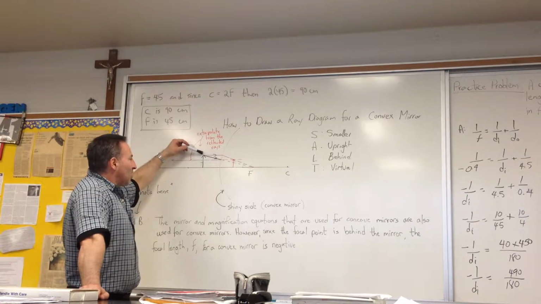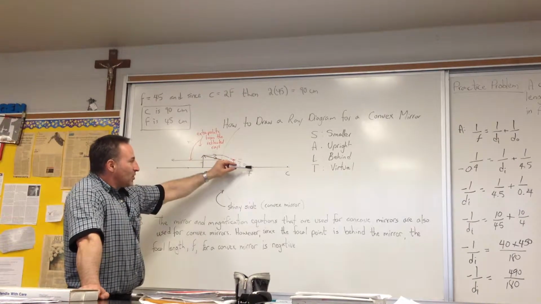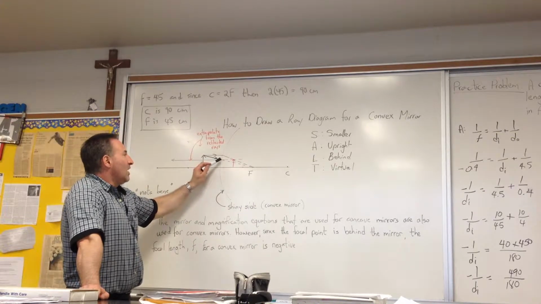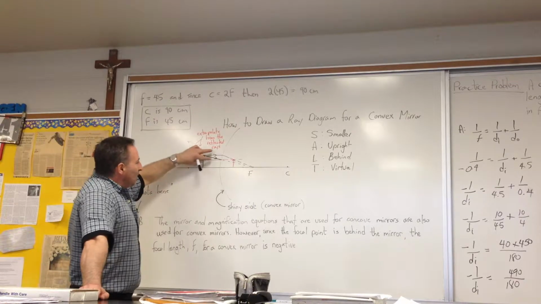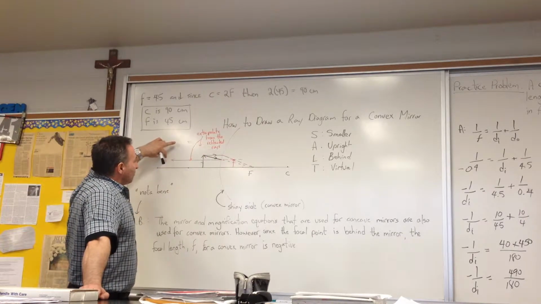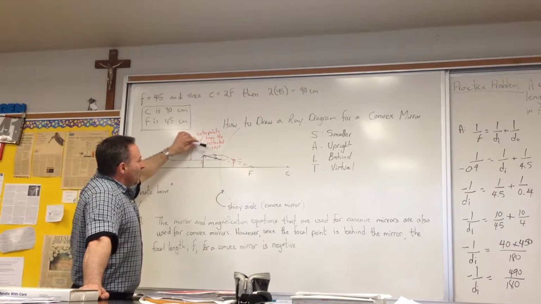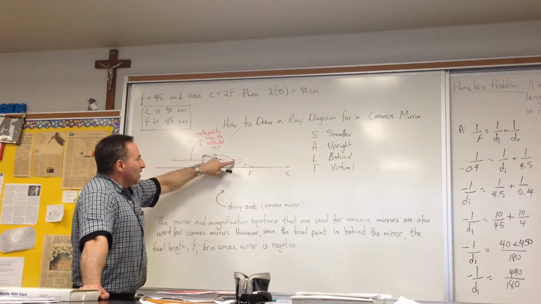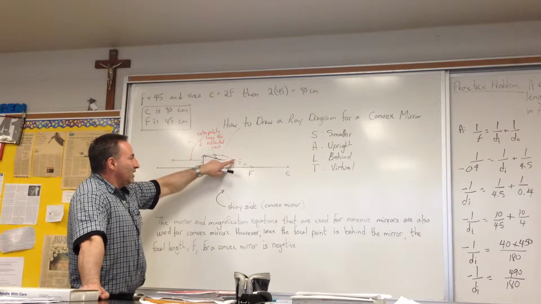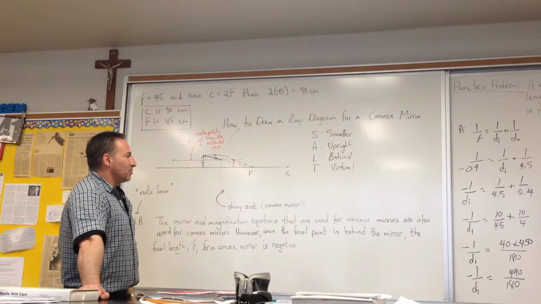So it starts from the top of the object. It tries to get to the focus, but it hits the mirror before it reaches it, and then it reflects back parallel to the principal axis. Now you have your two reflected rays continuing that way. What you want to do is extrapolate them backwards, and where the two reflected rays touch, and I've done that in red here, where the two reflected rays intersect, that is where your image is going to appear.